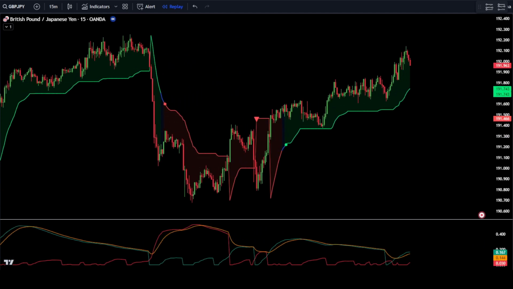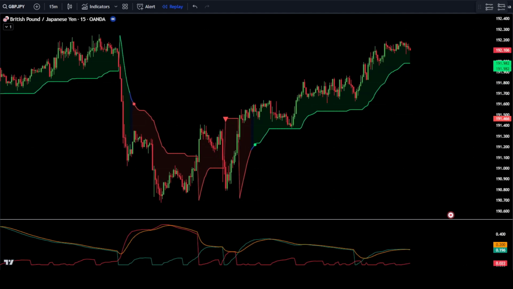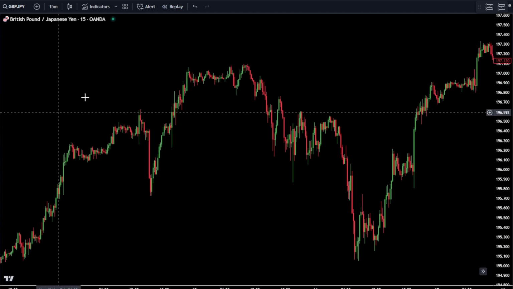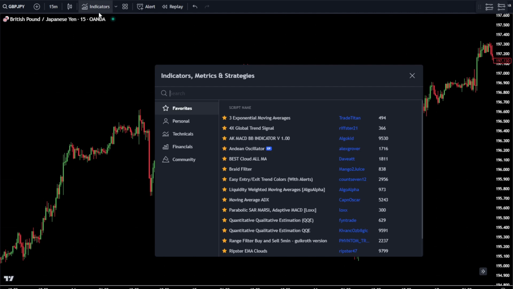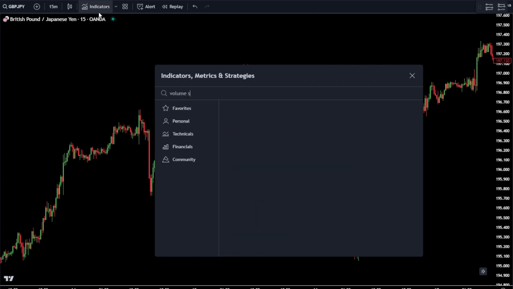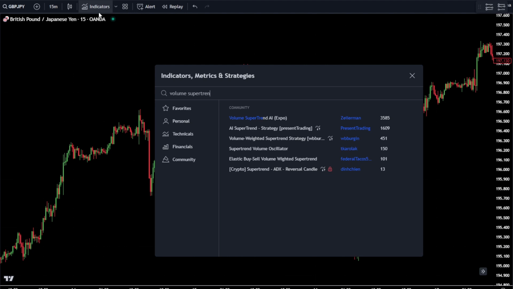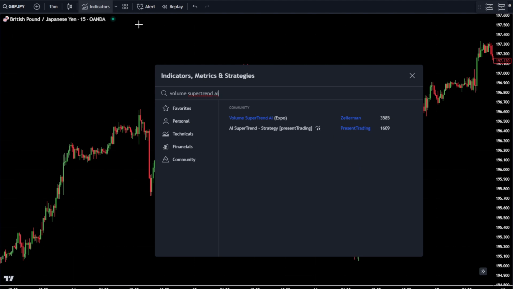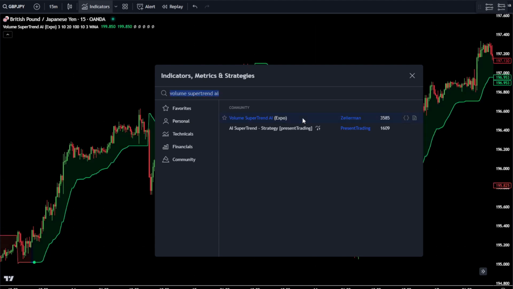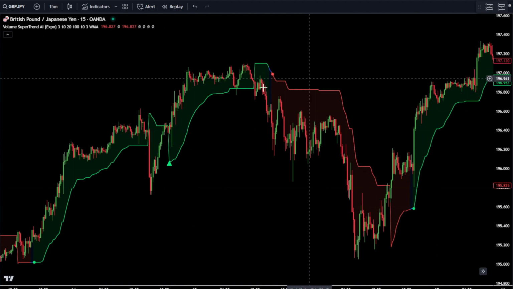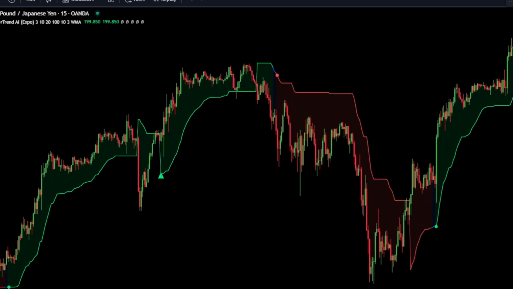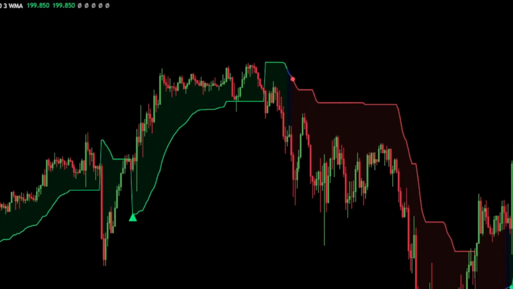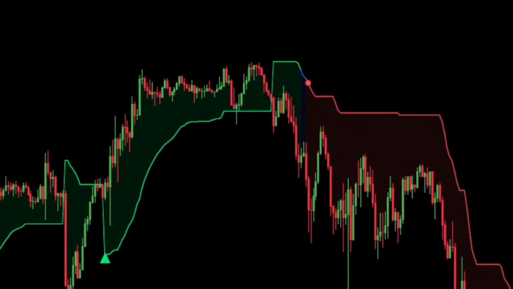To use this trading strategy, you can go to TradingView. Then go to the Search Indicator tab. In the Search Indicator tab, type Volume Supertrend AI. Then select Volume Supertrend AI by Zeiierman. The way to use this indicator is almost the same as the usual Supertrend indicator. However, there are three trend lines that you need to understand when using this indicator.